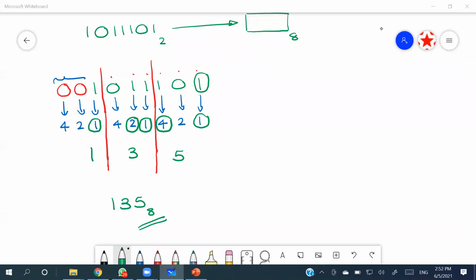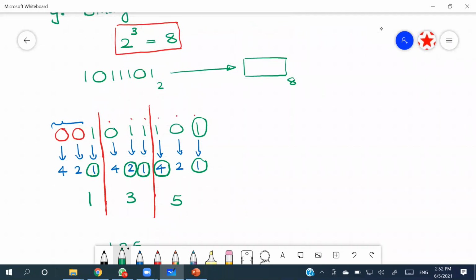Right? Then the same binary, if it asks us to convert it to the decimal, like we are starting from here to here, we are going to write all the place values.